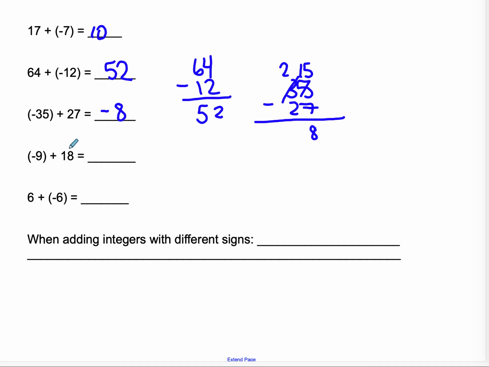Okay, -9 plus 18. 18 minus 9 is 9. More positives, answer is positive. 6 plus -6, those are additive inverses. They're going to equal 0.